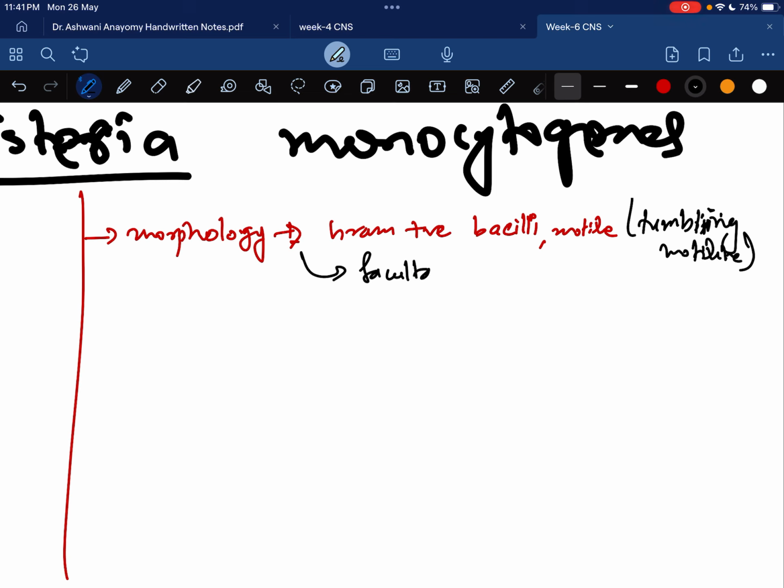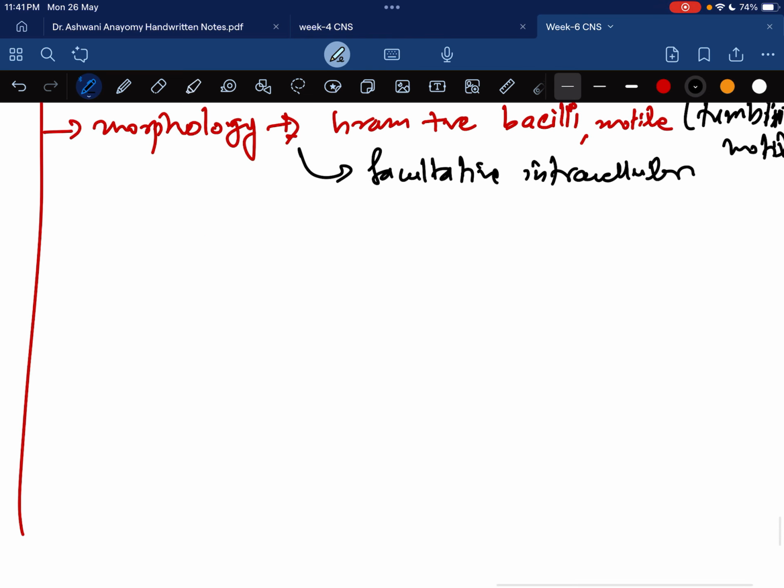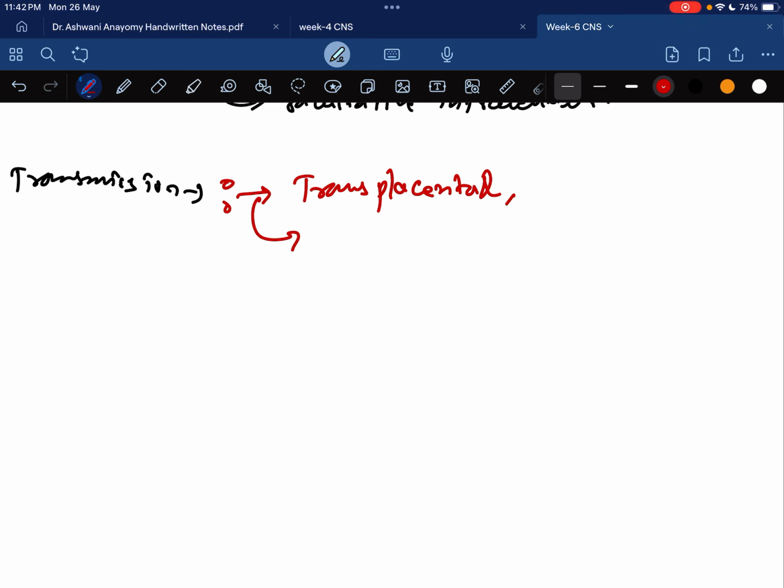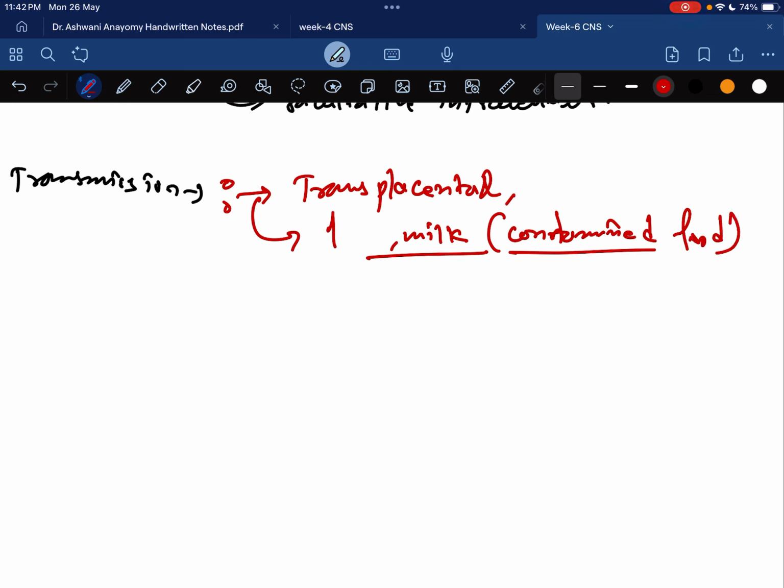Facultative intracellular organism. When we look at the transmission of this organism, it is transmitted transplacentally, and through contaminated food, milk, or cheeses.